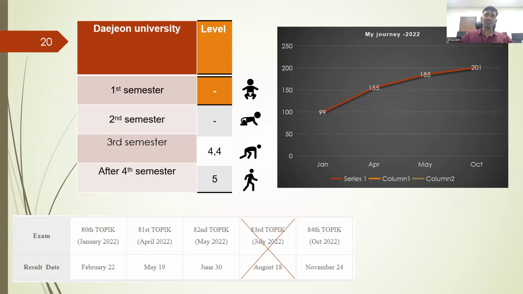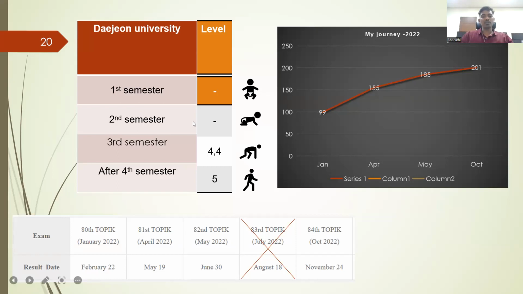But still, I got around 99 points from the practice test, in the January month. After I got my result, I was surprised because I didn't expect this mark, even though I didn't prepare for the TOPIK exam. So it made me excited and gave me some confidence. From that time, from the second semester, I started to prepare for the TOPIK exam.